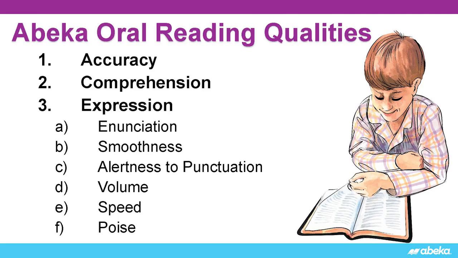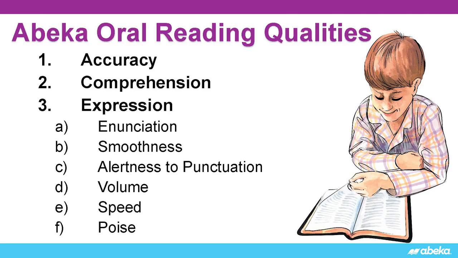And I have those out on the screen for you here. We've got what I always refer to as the top three: accuracy, comprehension, and expression. And then I kind of made the remaining 6 subpoints under expression. As we think about things like enunciation, being able to say the words clearly, you can see where that would fall under expression. It also ties in with the definition we talked about with fluency as well.